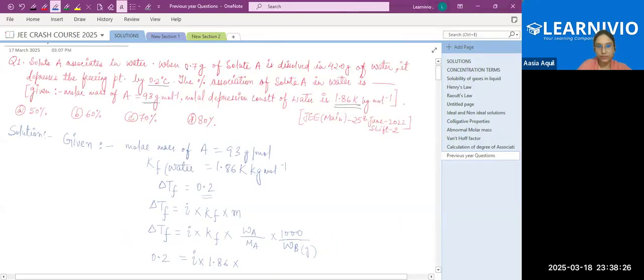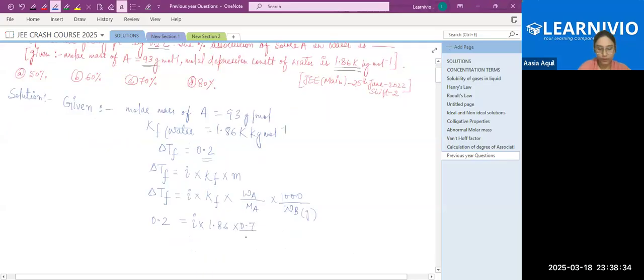Yes, 0.7 gram of solute A is given. So just put it here, 0.7 upon 93, which is the molar mass of A component, into 1000. What's the weight of B here? So weight of B is given, 42. Now solve it and tell me the answer.